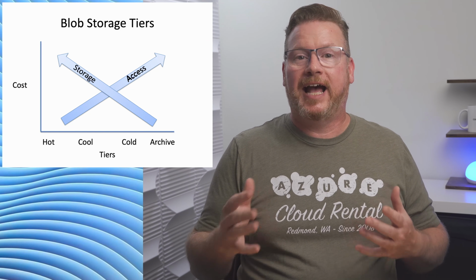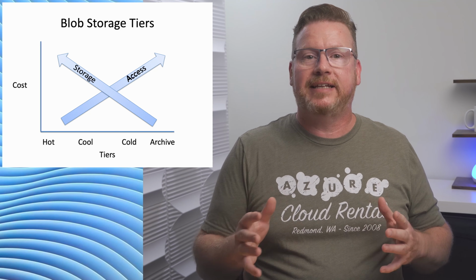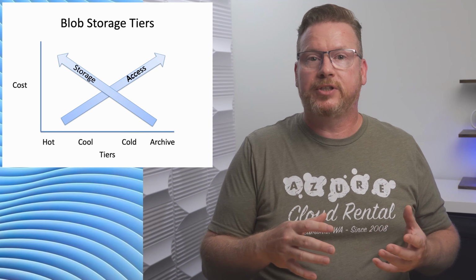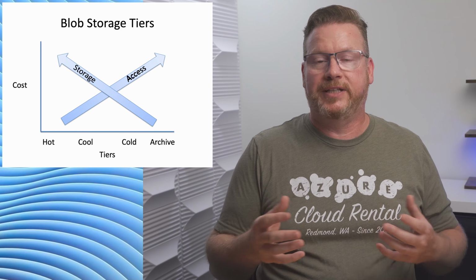As shown on the screen, hot has the lowest access cost, but the highest storage cost. This is ideal for workloads that are frequently accessed. Archive has the lowest storage cost, but the highest access cost, while cool and cold fall between the two.